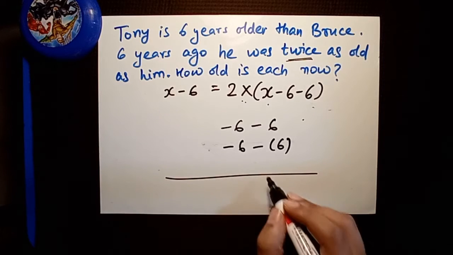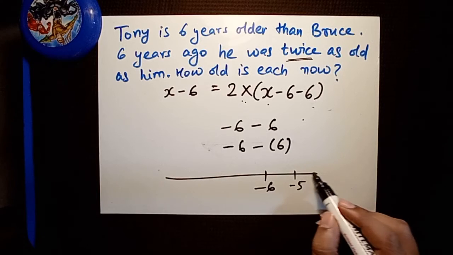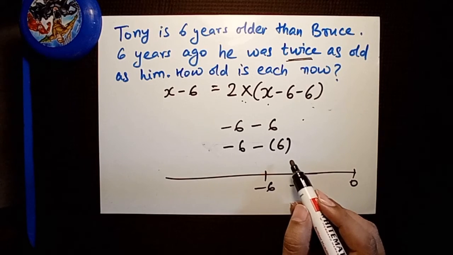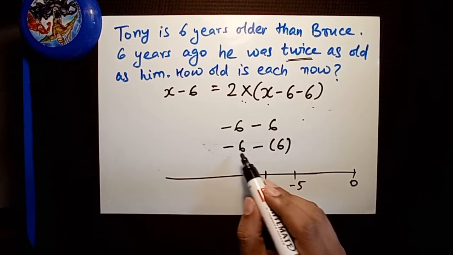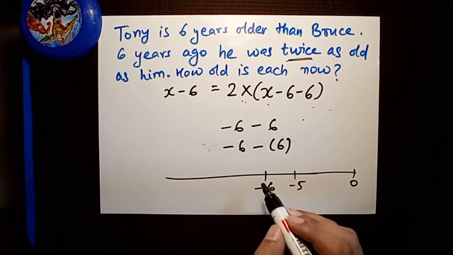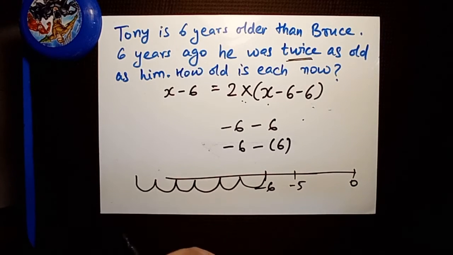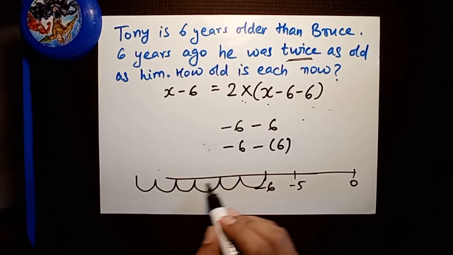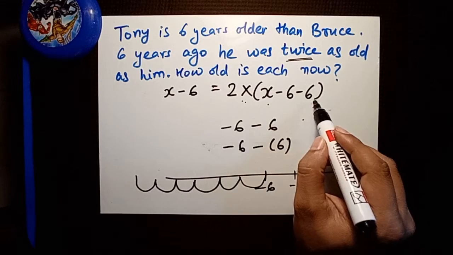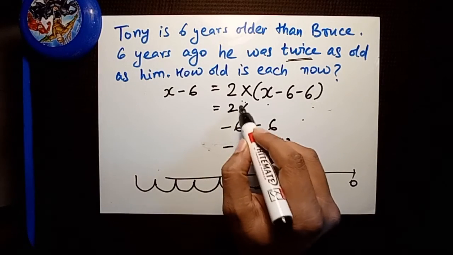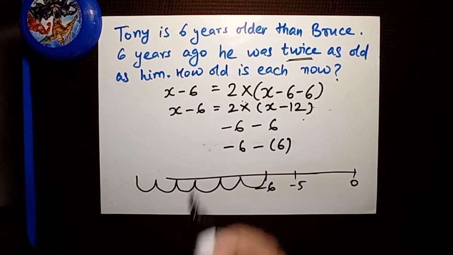Let's say this is my number line, this is minus 6 and this is minus 5, somewhere here it is 0. When I subtract something, what happens? We go to the left side, correct? So if I subtract 6 from minus 6, I will take 6 jumps to the left. Minus 7, minus 8, minus 9, minus 10, minus 11, minus 12. Okay, so minus 6 minus 6 is minus 12, and the equation is 2 multiplied by X minus 12, and this is X minus 6.